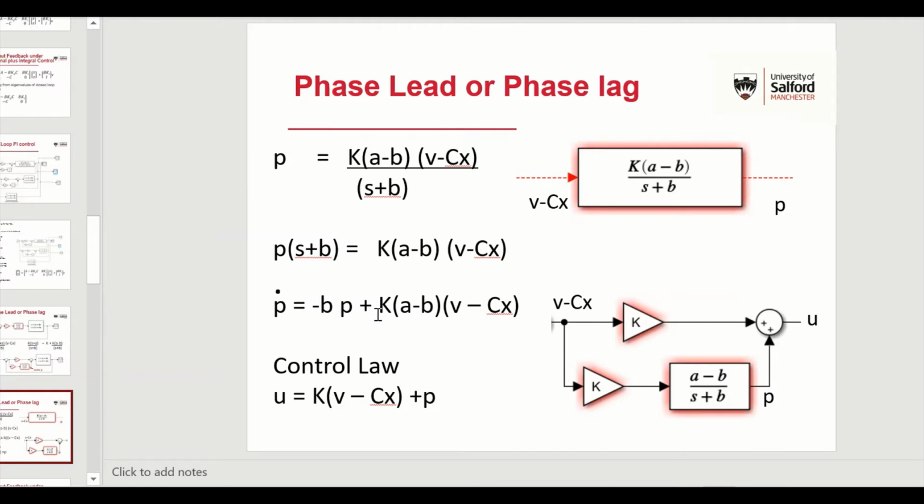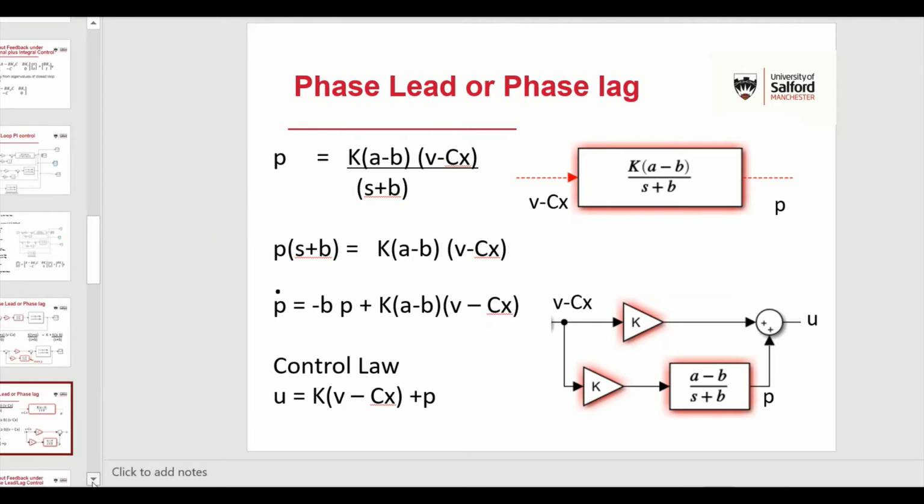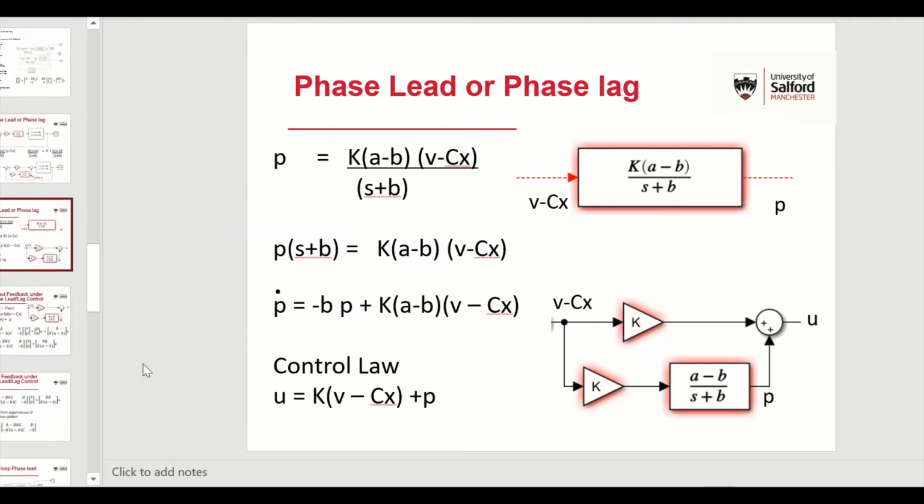So here's our control law, and here's an equation. It's an extra state which we're going to have to add in to our control law. Between these two equations, we can move forward to look at the closed loop state space equations.